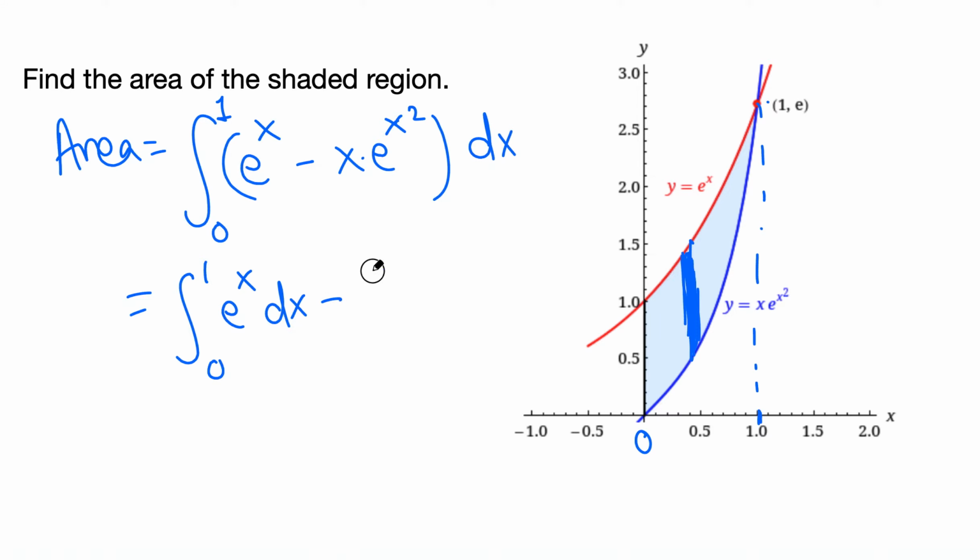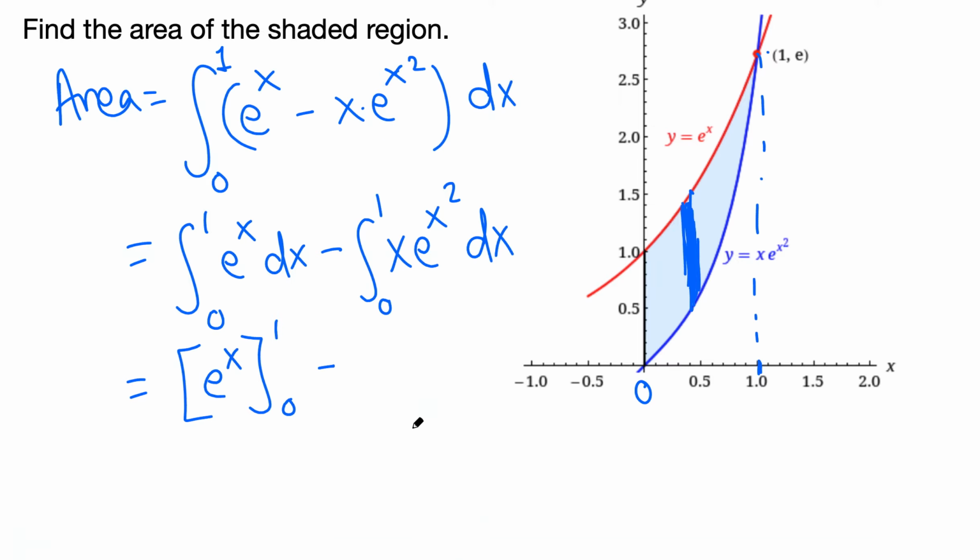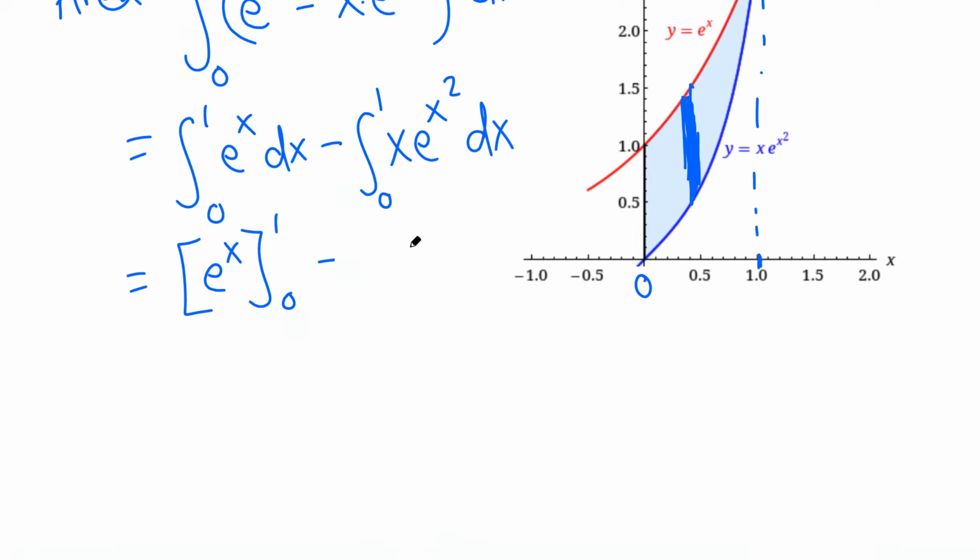Minus the integral of x e raised to x squared with respect to x. The antiderivative of e to the x is e to the x. We go from 0 to 1. That part is done. Minus, here, the antiderivative of x e to the x squared. Now we need to use the u substitution. How does that work? So let me do it over here without limits.